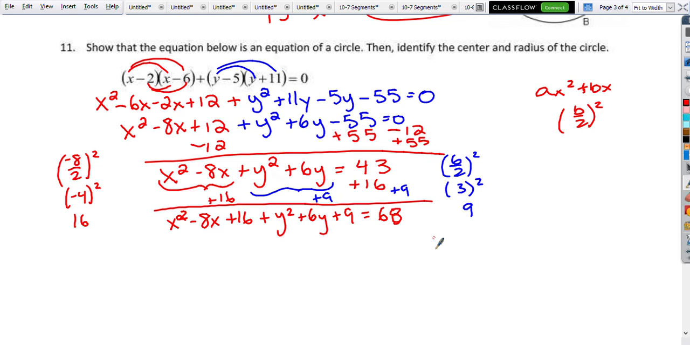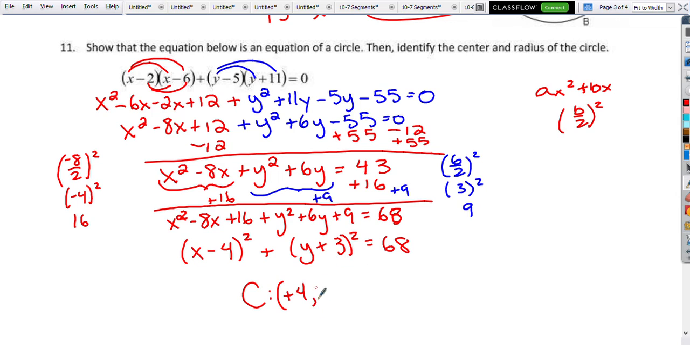All right. So this first part right here is going to factor into, there's my negative 4, so it's x minus 4 squared. This guy is going to be y. Remember, right before we square it, it's plus 3 squared, and this is equal to 68. So there's my equation of the circle. So the center, change the signs, is positive 4, right, and negative 3, and then the radius becomes the square root of 68. And there you go.